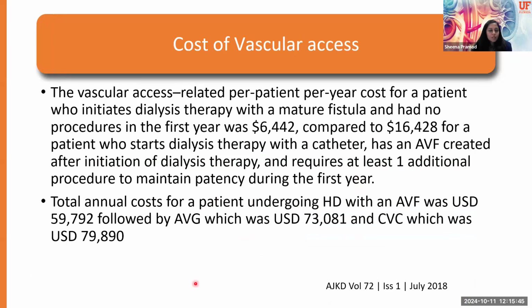Now, what about the cost of access? We know that traditionally an AV fistula cost is thought to be much lower compared to patients who had a graft or a catheter. And this is true if you look at a fistula that needed no procedure done and had no primary access failure, that the cost was about $6,000 compared to $16,000 in a patient who started dialysis with a catheter, had an AVF created after dialysis therapy, and required at least one additional procedure to maintain patency.